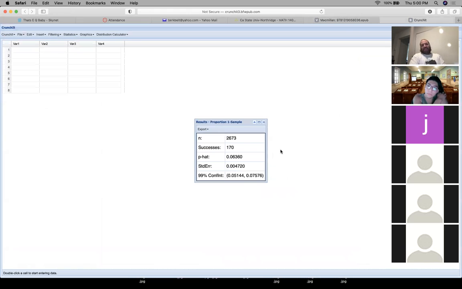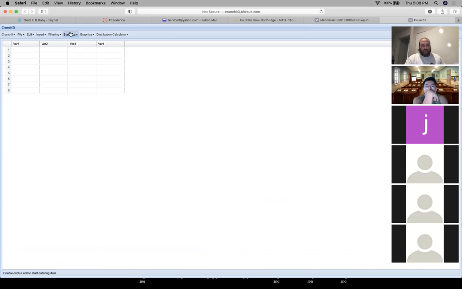And at the end of the day, it gives us a 99% confidence interval. It says the true value of the proportion of adult heterosexuals who have had multiple partners is somewhere between 5.144% and 7.576%. That is the confidence interval. Okay, straight up crunch it, plug it in.